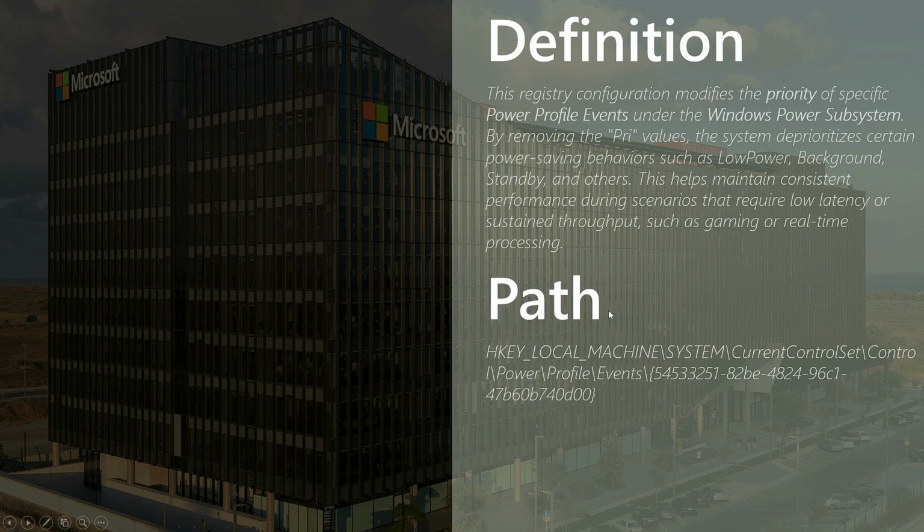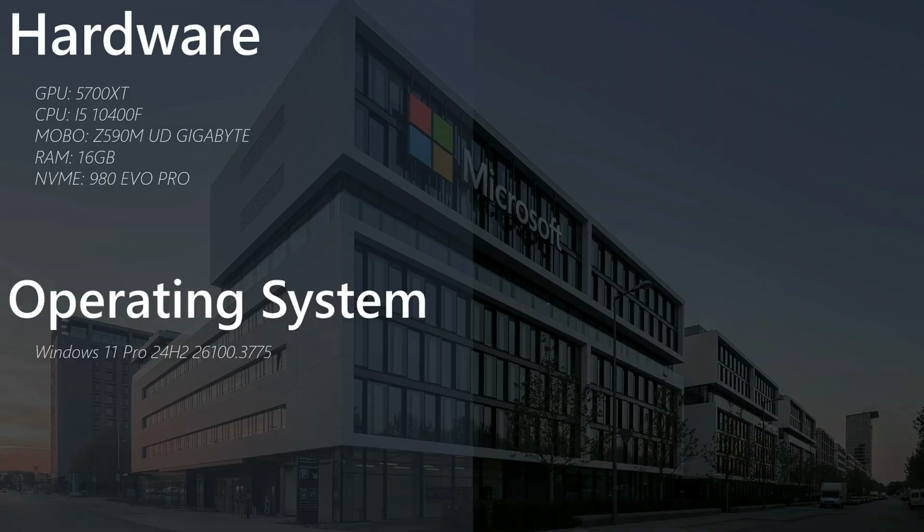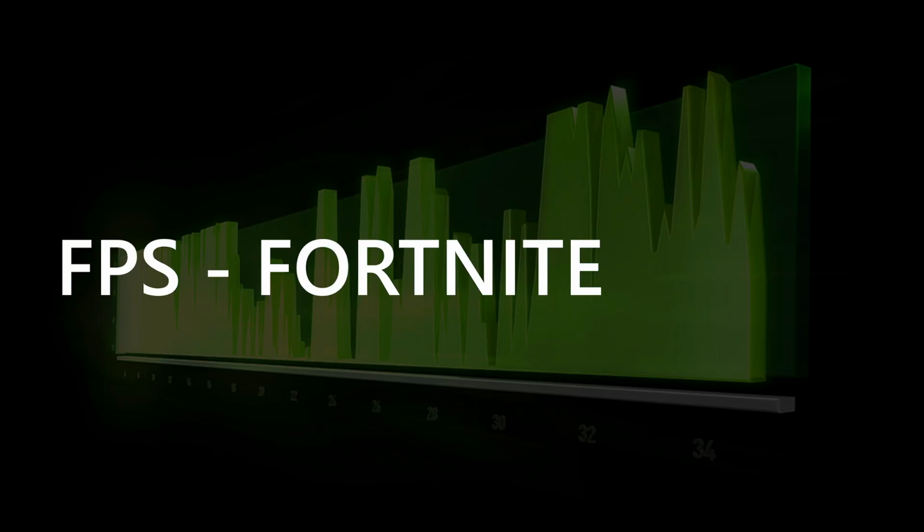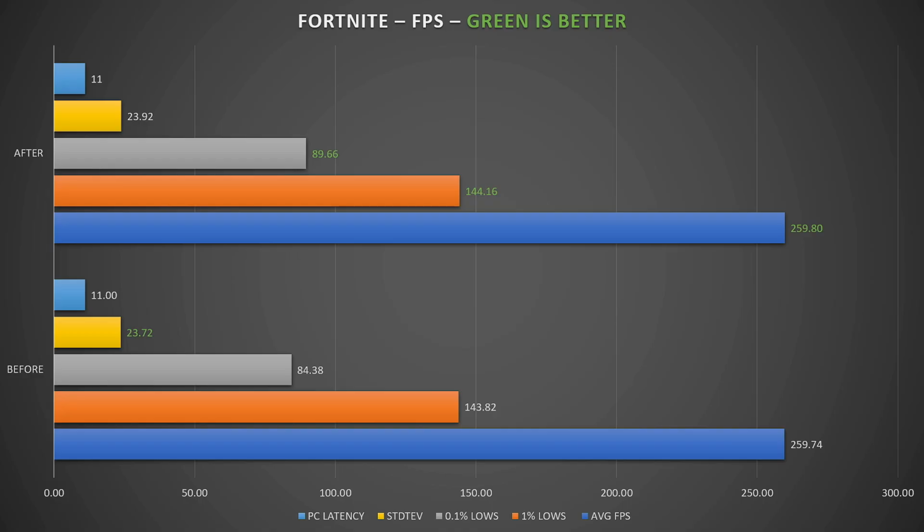So, by this definition, we get hyped because it promises a huge improvement, but the reality is a bit different. The hardware that I use, the operating system, tools, terminology, same things as always. And we go to the FPS in Fortnite. As you see, we don't have any real difference.